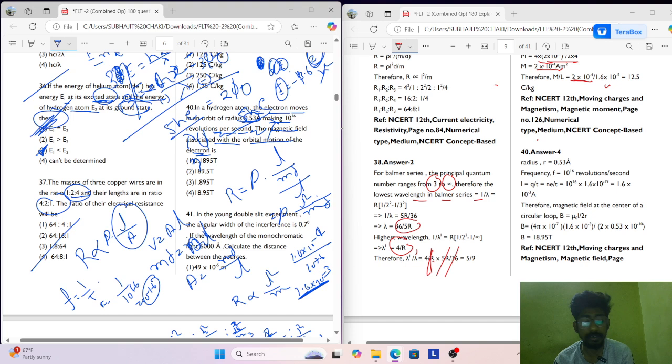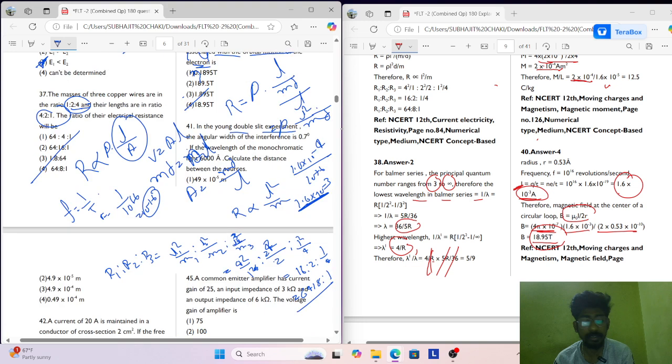This I will be equal to 10 to the power minus 6, 1.6 into 10 to the power minus 3. And the B formula is mu naught I by 2R. Mu naught is 4 pi into 10 to the minus 7, I is this, 2R. Put the values, you will get 18.95 into 10 to the power, sorry, Tesla.